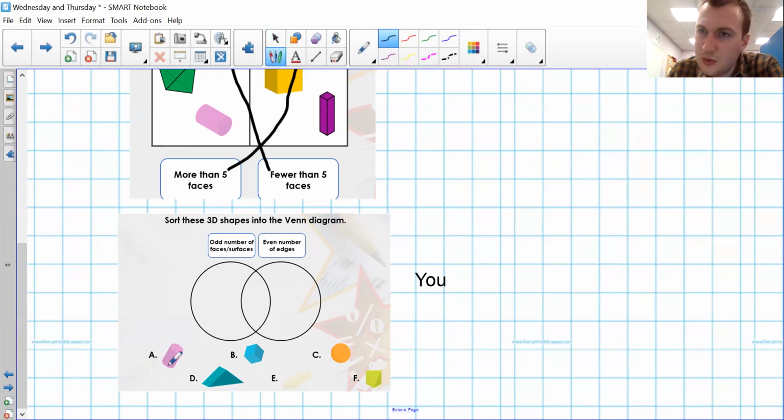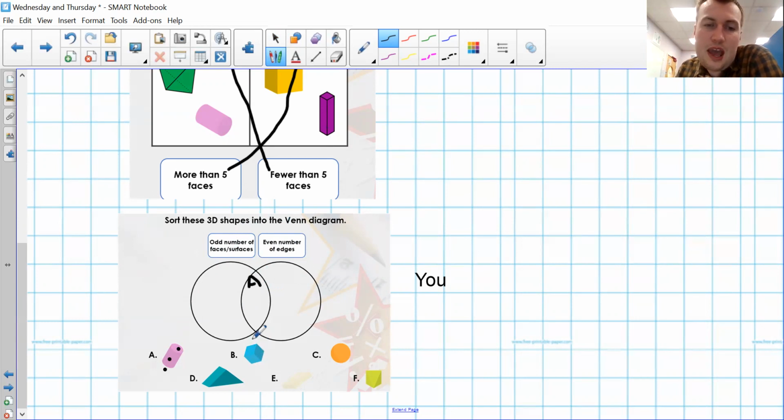Okay, so starting with the cylinder, we need to count how many faces it's got. So it's got 1, 2 the other end, and 3 the curved one. So it's got 3 faces, which is an odd number. So it definitely is part of this group. Then we need to see how many edges it's got. So it's got 1 edge up here and 1 edge down here. So 2, which is an even number. So it's got both. It's got an odd number of faces and an even number of edges. So it's going to go in the middle.